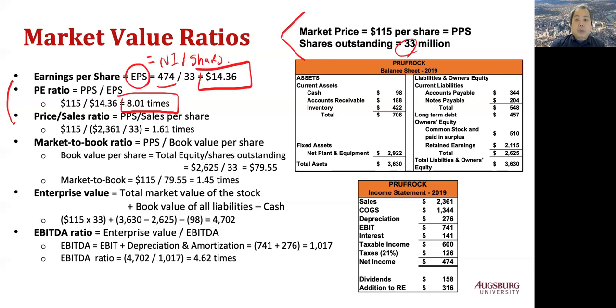Higher PE usually means that the firm has significant prospects for future growth. But this is not always the case. If the firm has almost no income, very low income, PE will be high. It's not really good prospects, right?